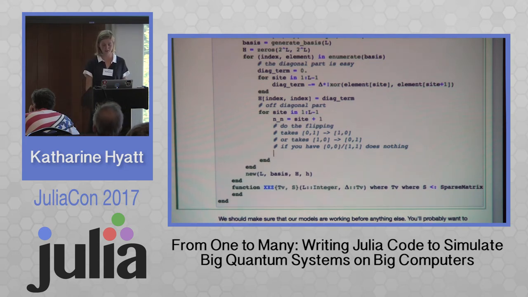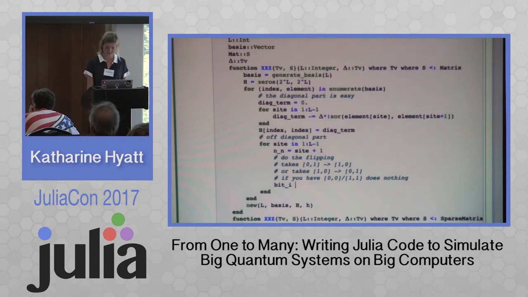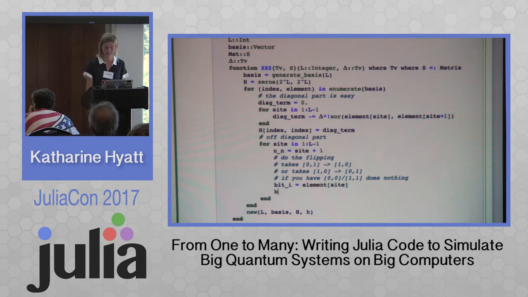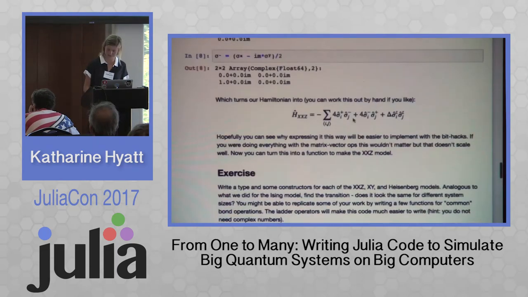We can say that if we want the bit on site i, the bit on site i is just the element on that site. The bit on site j is the element on the nearest neighbor of that site. Just to go back to this i j language that our recipe is written in.